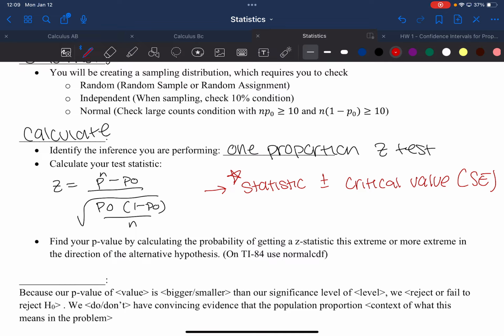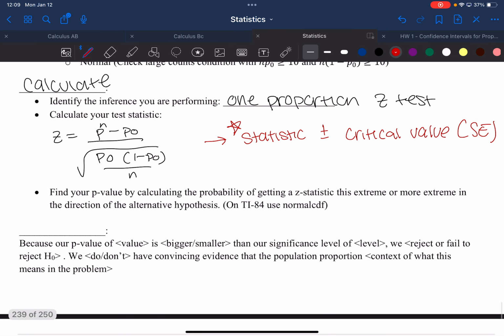Yes. But to be extra cautious, I would also write the name, right? Still write 1 proportion z-test. Okay. The last part of calculate says find your p-value by calculating the probability of getting a z-statistic this extreme or more extreme in the direction of the alternative hypothesis. Okay, cross off that last little part because we're not using the TI-84.